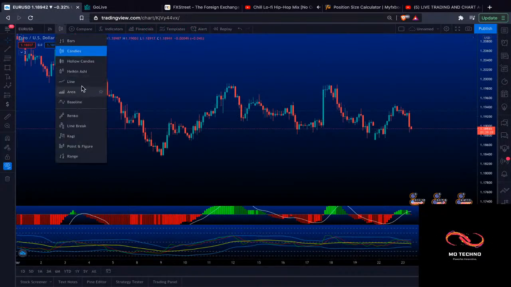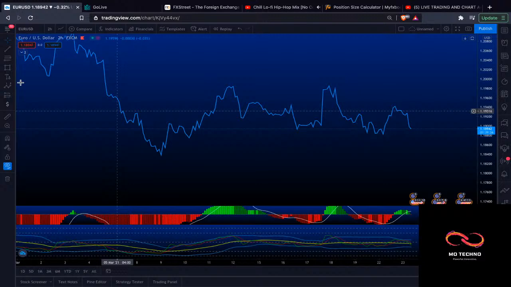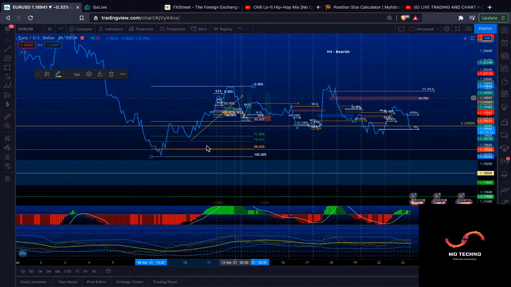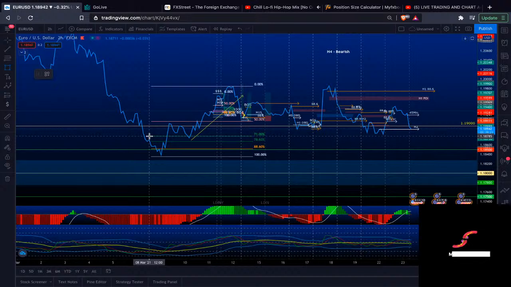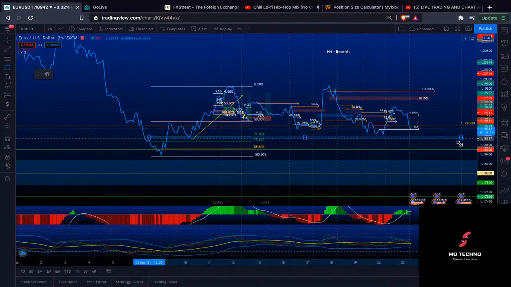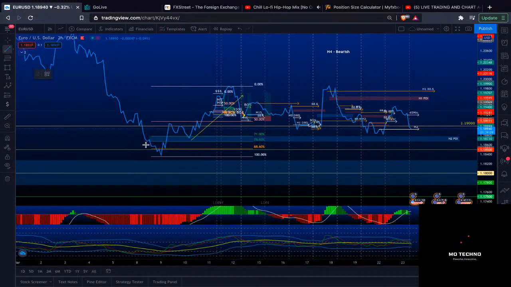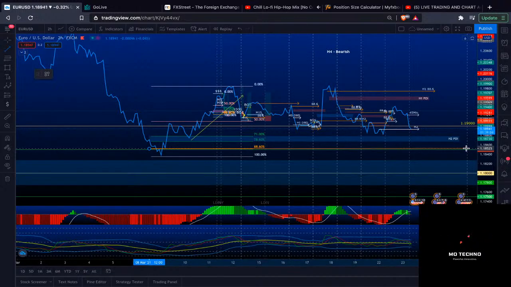So let's go on the line chart. There to there. Yeah, for sure. Okay, from there to there, we still have this H2 POI. Looks really good. H2 POI. And look at the respect on the 88.6 as well.